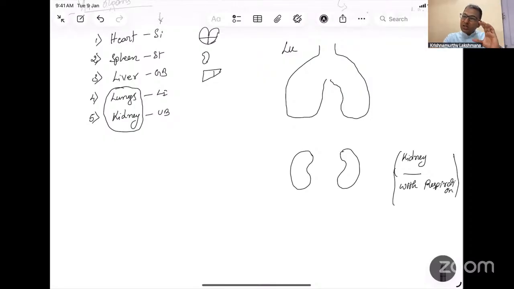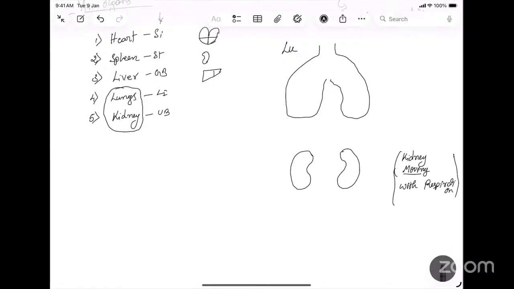In all the organs, when they are doing ultrasound, they only mention that part. But when it comes to kidney, they mention something: kidney moving with respiration. It means that there is some type of involvement happening between the kidney and respiration. Everybody has noticed this in the ultrasound report. In some it is not mentioned, but in some it is mentioned. So you have to pay attention.